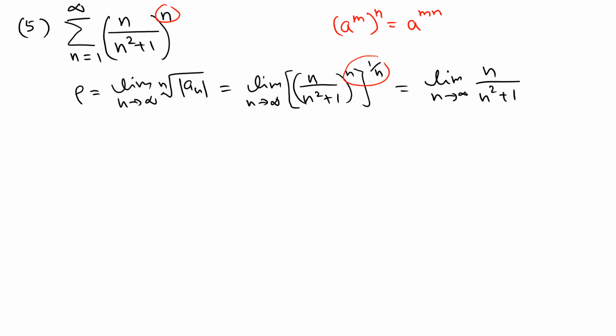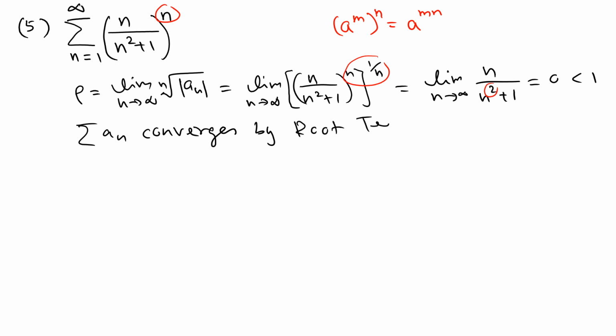So that means you simply get the limit as n goes to infinity of n over n squared plus 1. You can see the denominator has a larger degree than the numerator, so this is going to go to 0, because this looks like 1 over n pretty much. So the limit is 0, which is less than 1. That means by the root test, the series converges absolutely, and converging absolutely implies converging. So the series converges by the root test. That's the easiest one for this problem.